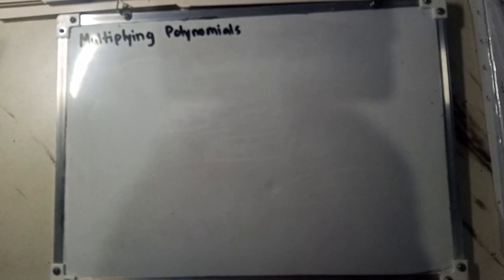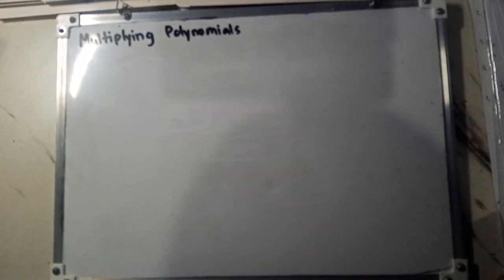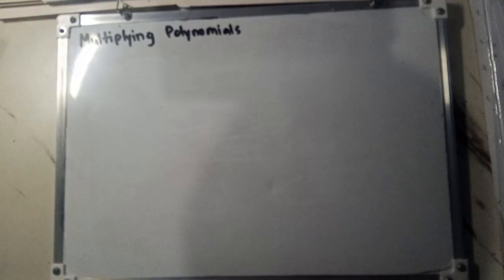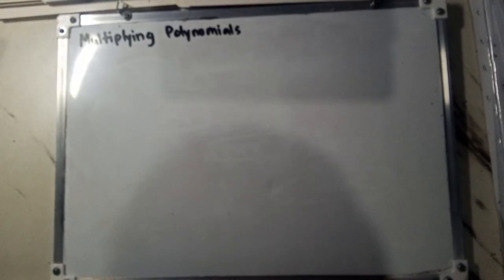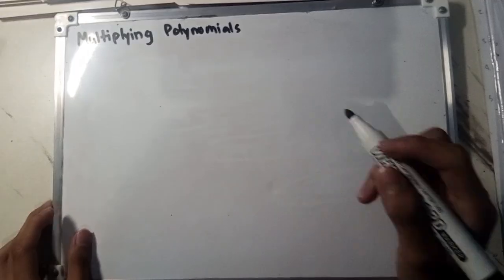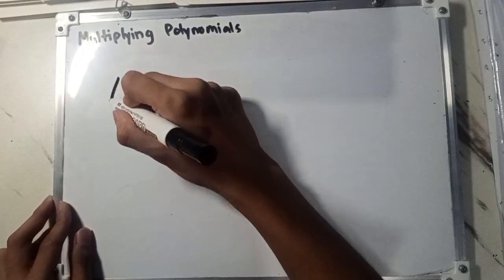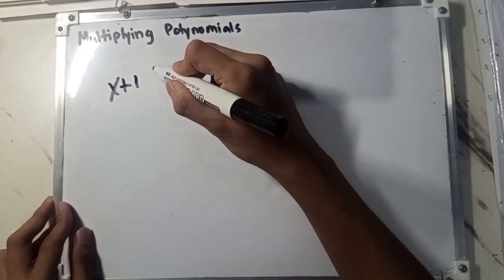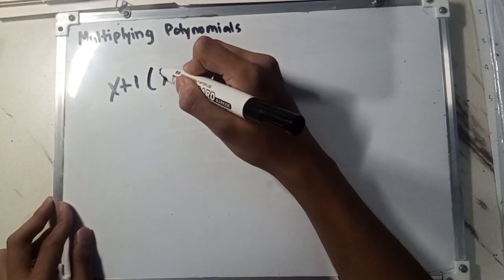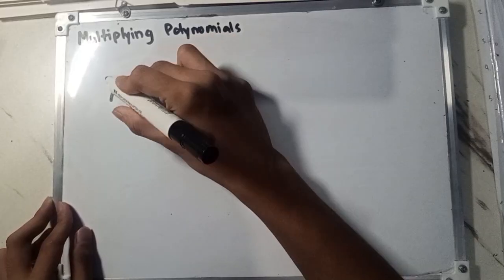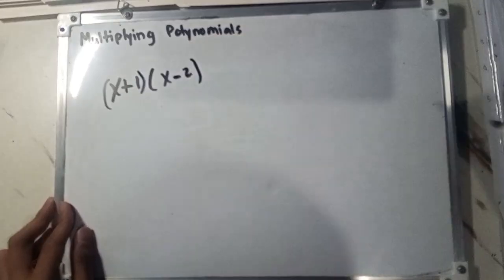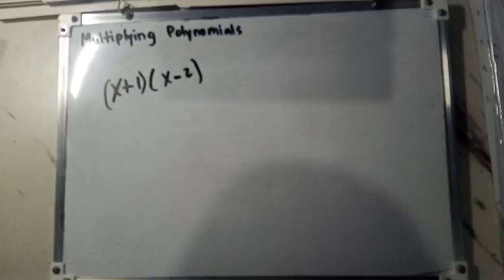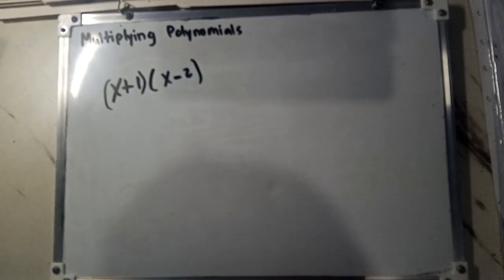So we will proceed to binomial by binomial. Let's say we have x plus 1 times the value of x minus 2. So what will we get? We must be familiar with the process of the FOIL method.